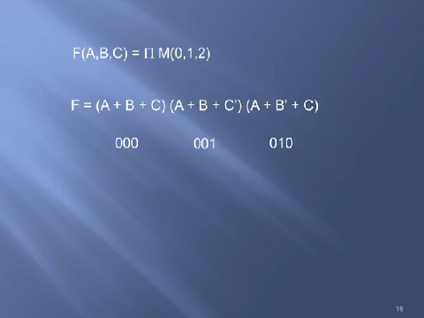And in a similar manner, whatever we have seen, f of A comma B comma C is equal to product of capital M of 0 1 2, that can be realized with the help of OR AND realization, which is opposite to the sum of products realization. For realizing the SOP form you did it with AND OR realization, whereas for product of sum realization you need to consider OR AND realization.